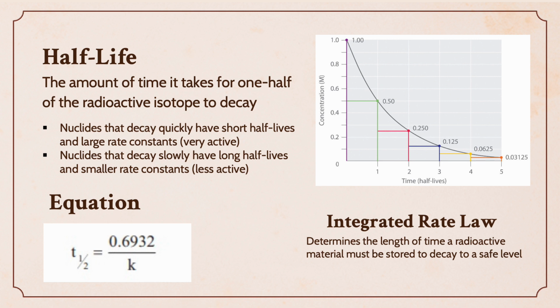Nuclides that decay quickly have short half-lives and larger rate constants because they are very active and have many decay events per unit of time, while nuclides that decay slowly have long half-lives and smaller rate constants because they are less active and have fewer decay events per unit of time. Integrated rate law is just used to determine the length of time a radioactive material must be stored to decay to a safe level.